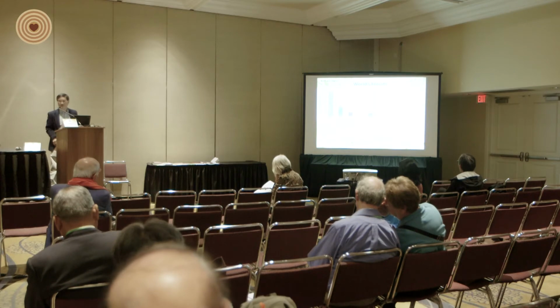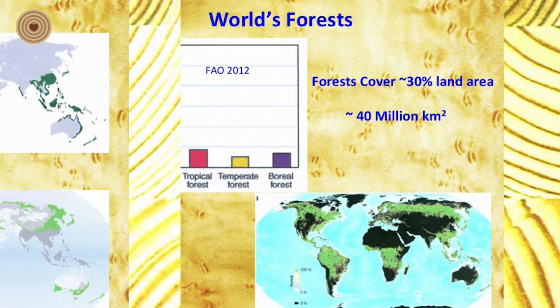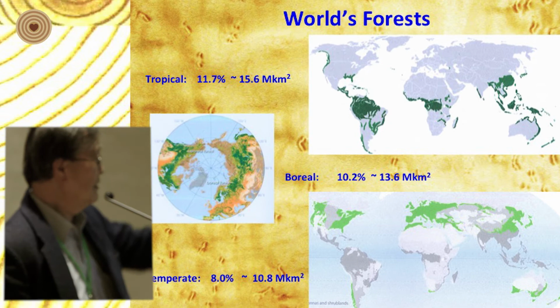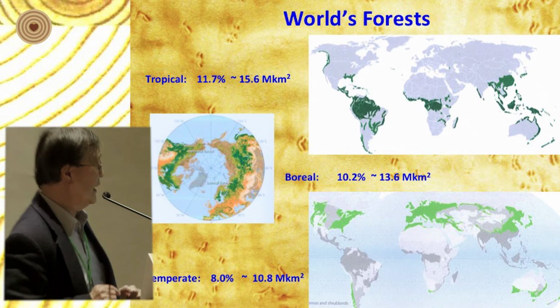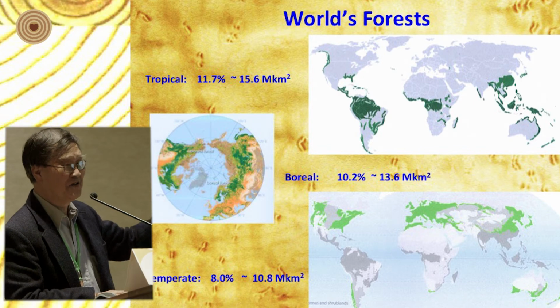Now we talk about the world's forests at present. The data that I got is from FAO, 2012. The forest coverage is about 30% of the globe's land surface, which is 40 million square kilometers. That's how much forest we have now. That's the forest coverage picture. We have three major forests covering the globe. One is tropical, which is about 11.7% of the coverage of the earth. The boreal is 10%, and temperate is 8%. The actual area is also written there. That's what I call the data gathering, to share with you.